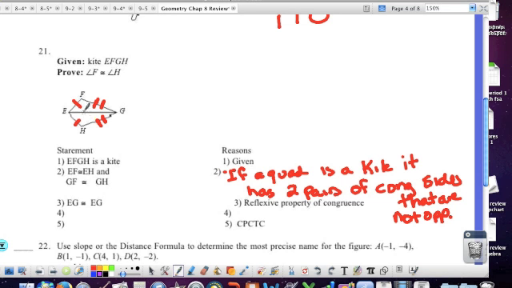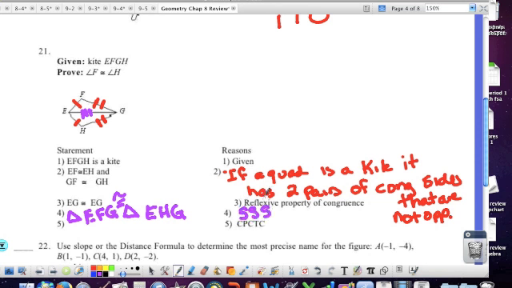that EG, I'm going to put 3 lines there, is congruent to EG. That's the reflexive property of congruence. So now we should be able to get, oh, we have 2 triangles here that are congruent. Triangle EFG is congruent to EHG. There should be a little congruence symbol there. I know this is a little messy. And that is from side, side, side.